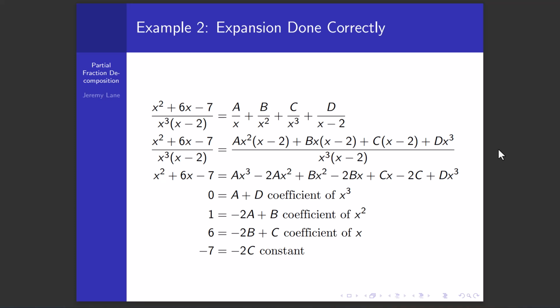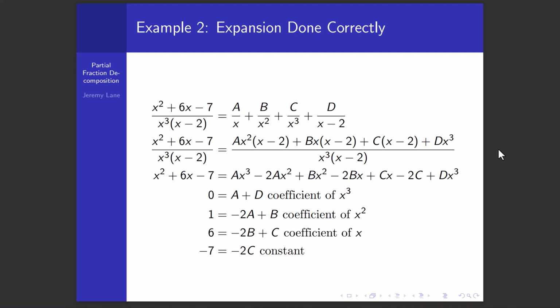Now, if we do this correctly, we are going to have x cubed expanded as x, x squared, and x cubed. And then we'll have x minus 2 as its own denominator. So when I have a over x plus b over x squared plus c over x cubed plus d over x minus 2, this is the correct way to expand this repeated linear factor situation.